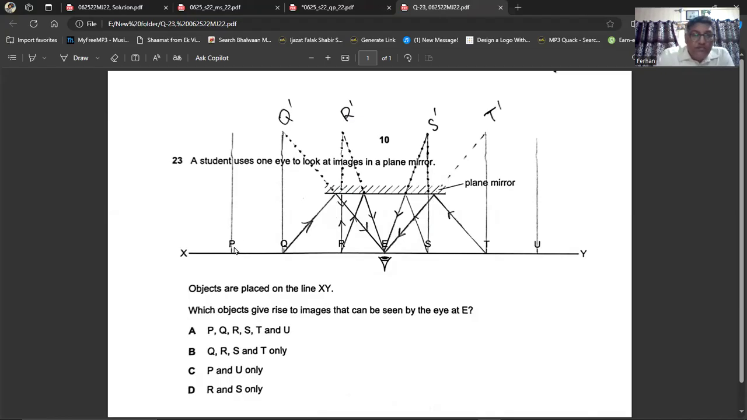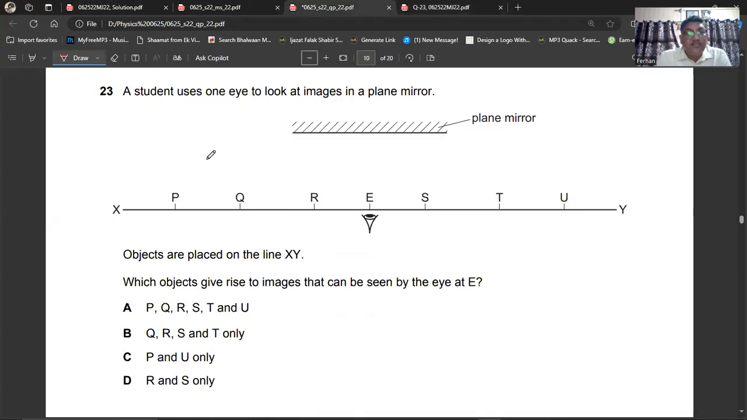If you try to do it with the P, then you will not be able to. If you join this point with the I, this line will not intersect the mirror. So that means P and the U, sorry, the man cannot see in the same way. X and the Y he cannot see. So the observer which is at E will be able to see R, Q, S, and T. Q, R, S, T. B is the choice.